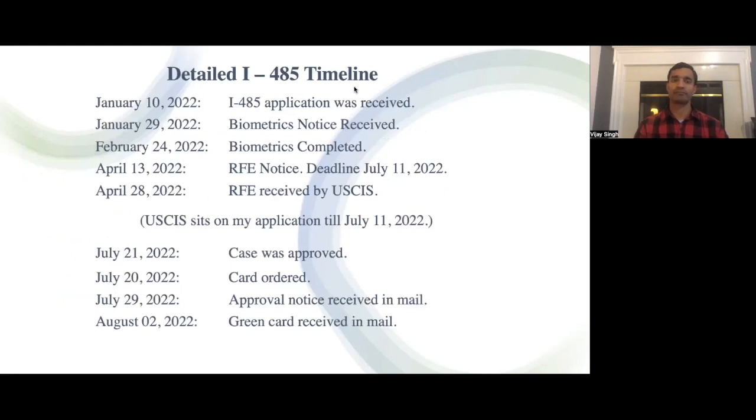Let me show you the details of the I-485 process. As I said, I sent in the application in early January. It was received by USCIS on January 10th, 2022. After about 2 weeks, I received a mail from the USCIS about my biometrics appointment. This mail essentially notified me that my application had been received, everything was correct, and I was scheduled to appear for my biometrics, which is essentially fingerprinting and pictures, etc., on February 24th.